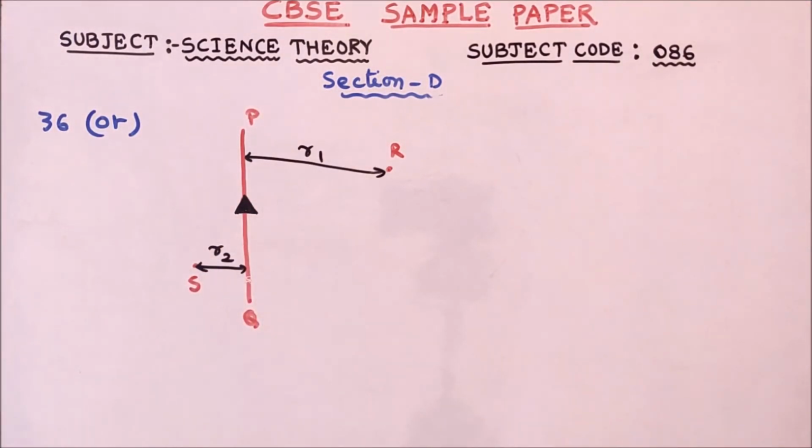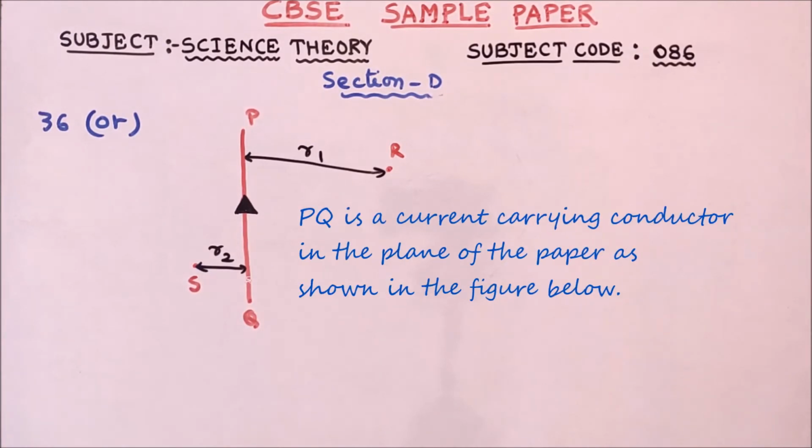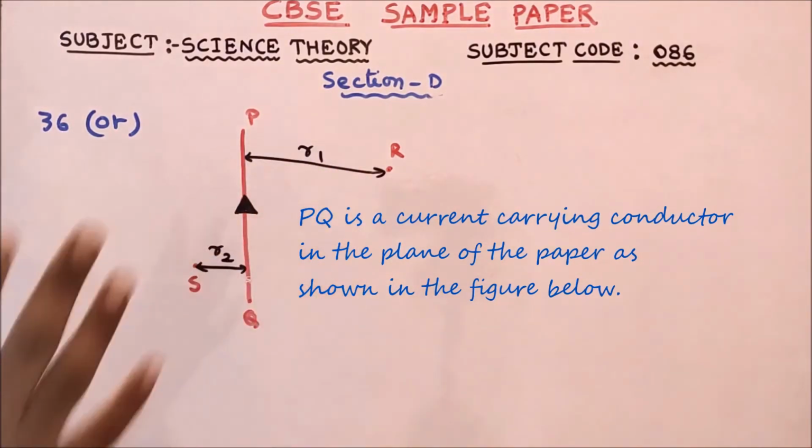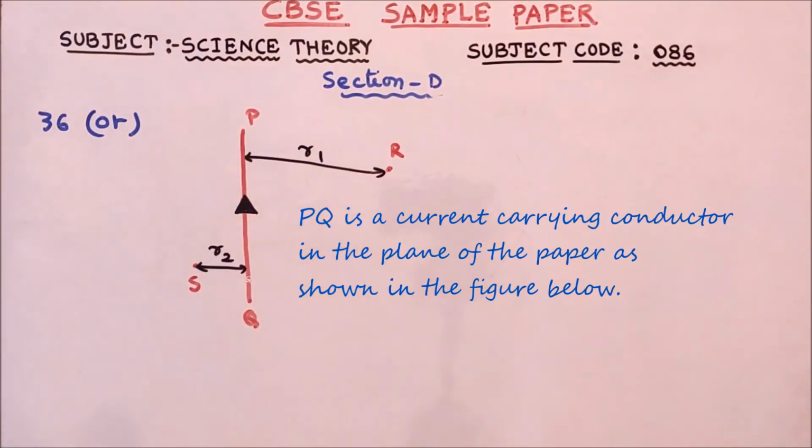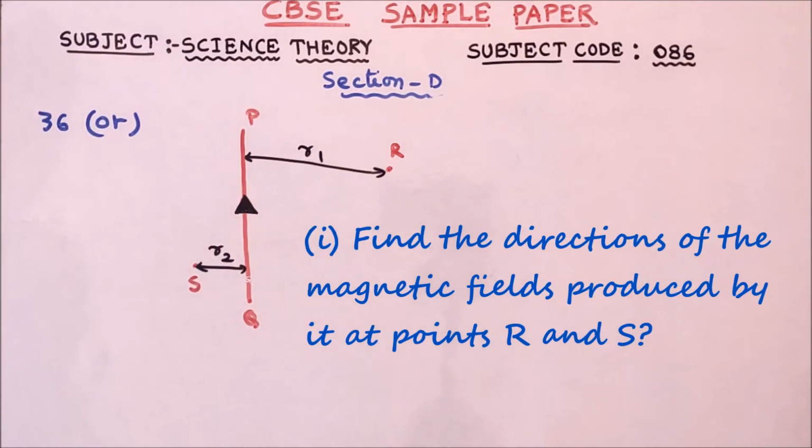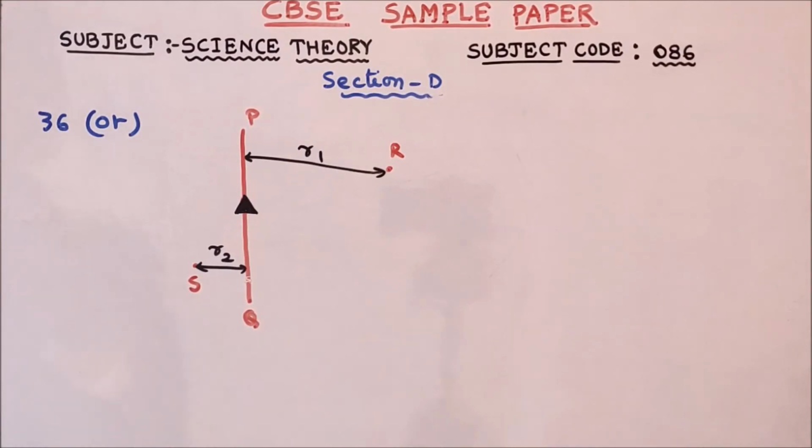Now let's see the question. PQ is a current carrying conductor in a plane of paper as shown in the figure below. So the board is our plane on which the conductor is placed. Find the direction of magnetic fields produced by it at points R and S. So they want the direction. This question has already been asked in section A, that is to draw the magnetic field lines for a current carrying conductor. So we will be using the same thing here.